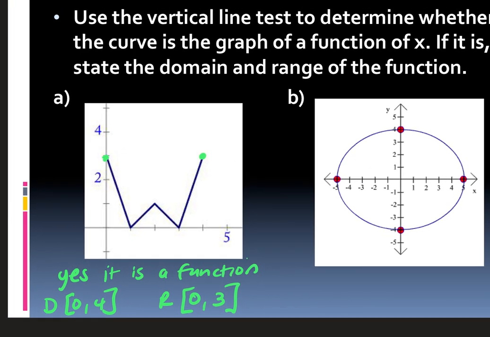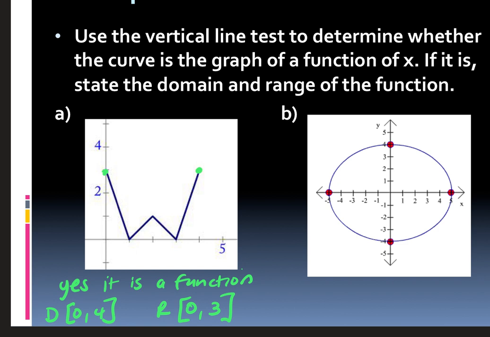Go to B. Does this pass or fail your vertical line test? Fails. Even just one line, even if it was just one part of my graph that a line hit more than one time, it's no. So not a function.